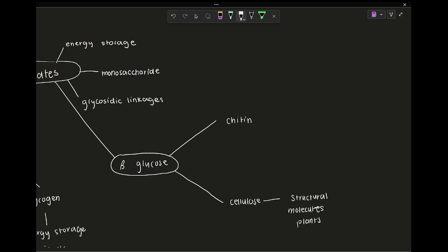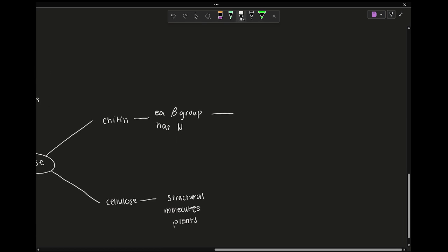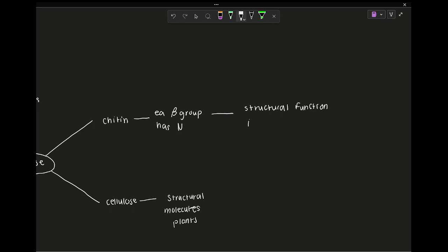Whereas chitin is very similar to cellulose, but each beta group has nitrogen in it, and it has a structural function in not animal cells, but rather fungal cells and insect exoskeletons.